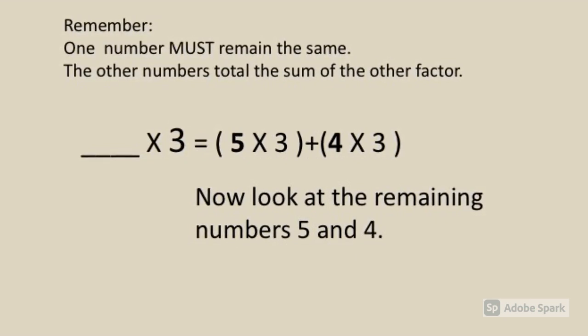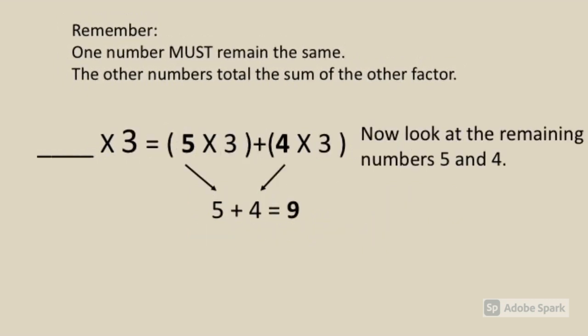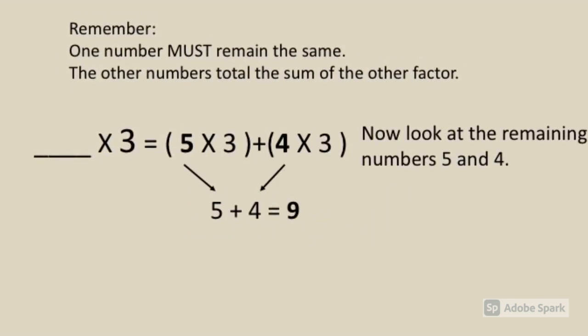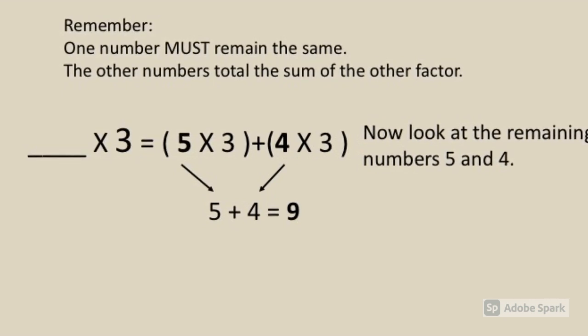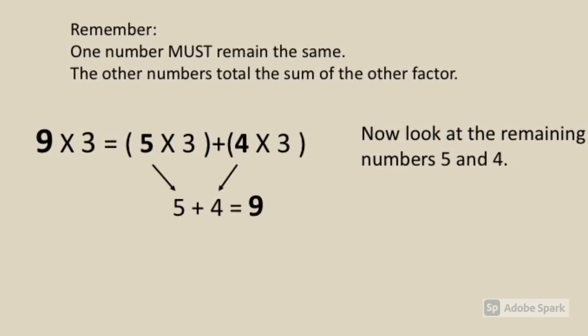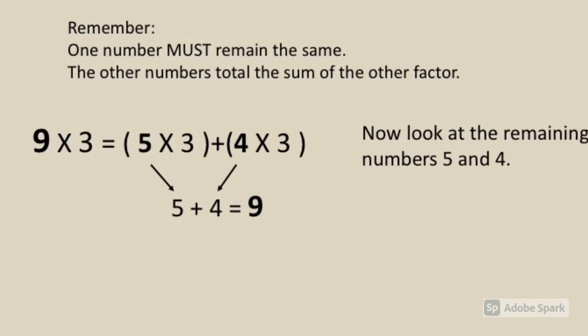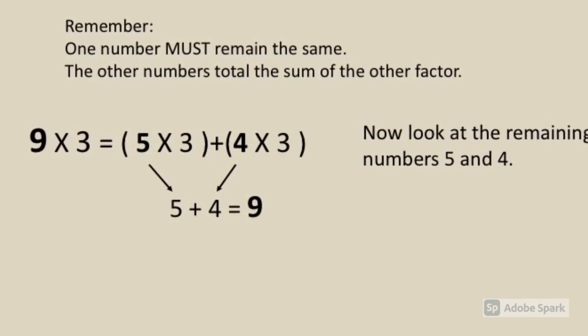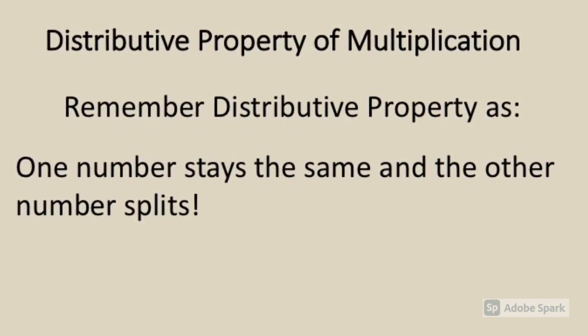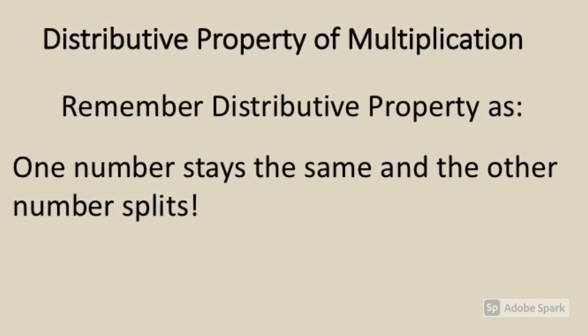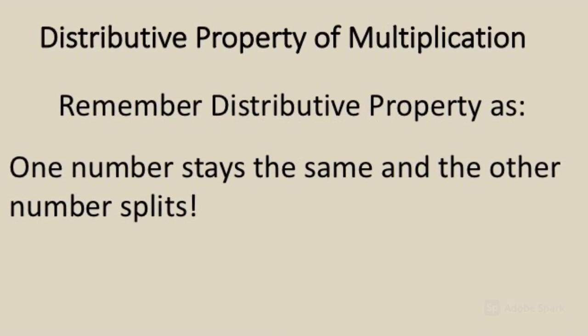Remember, the other numbers must total the sum of the other factor. 5 plus 4 equals 9. We write 9 in the first place, making our equation 9 times 3. Remember distributive property as one number stays the same and the other number splits.